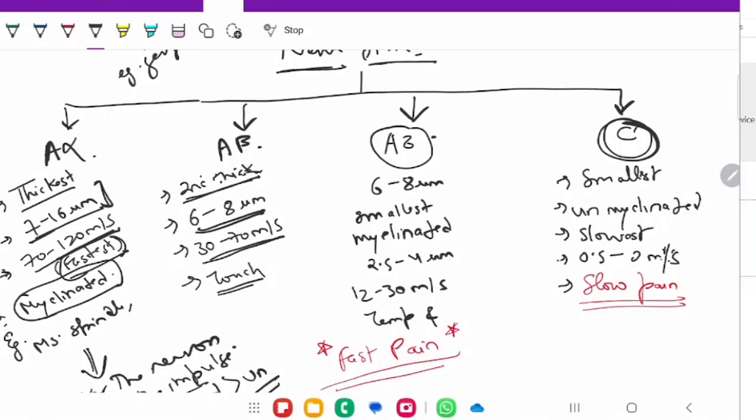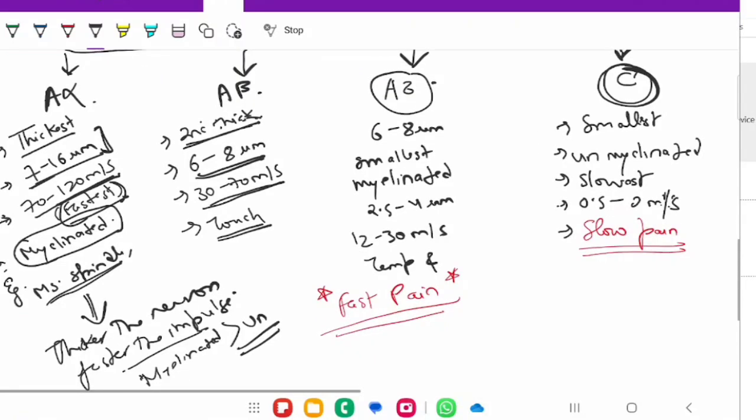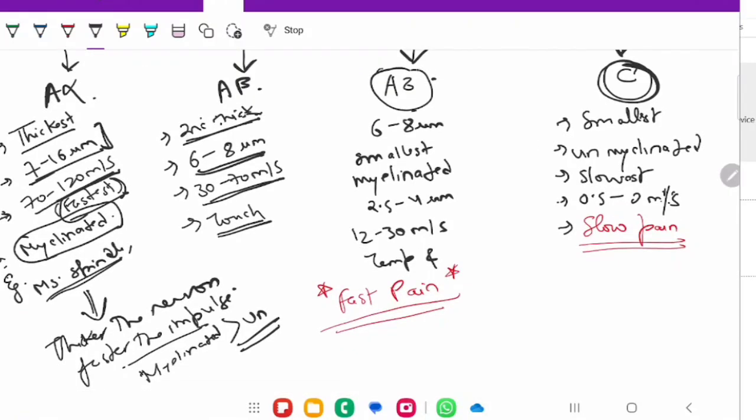A beta is responsible for touch. A alpha is in muscle spindle fibers. These are not that relevant in dentistry or in oral and maxillofacial surgery. For us, the important ones are the next two, that is A delta and C fibers. Sometimes this is a viva question as well: which fibers are responsible for pain.